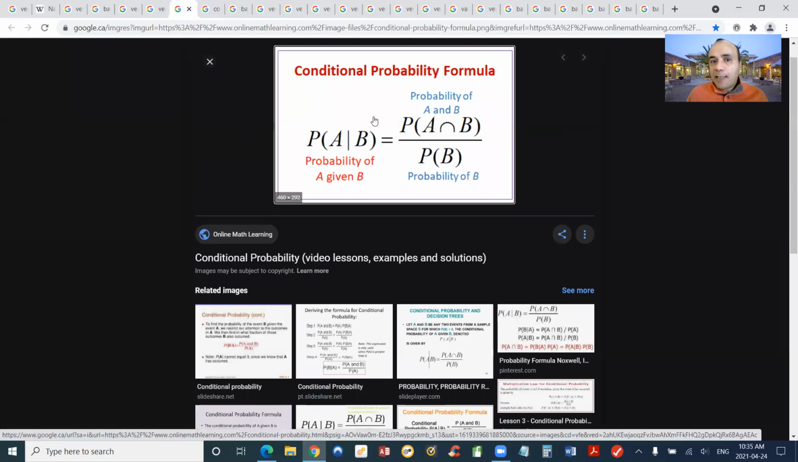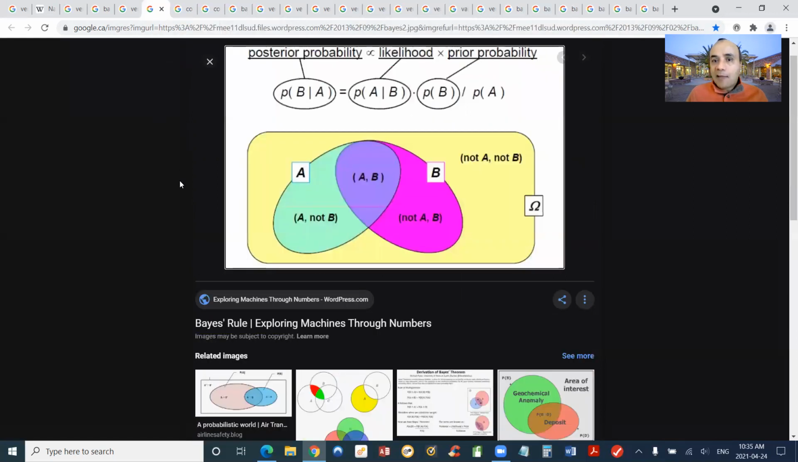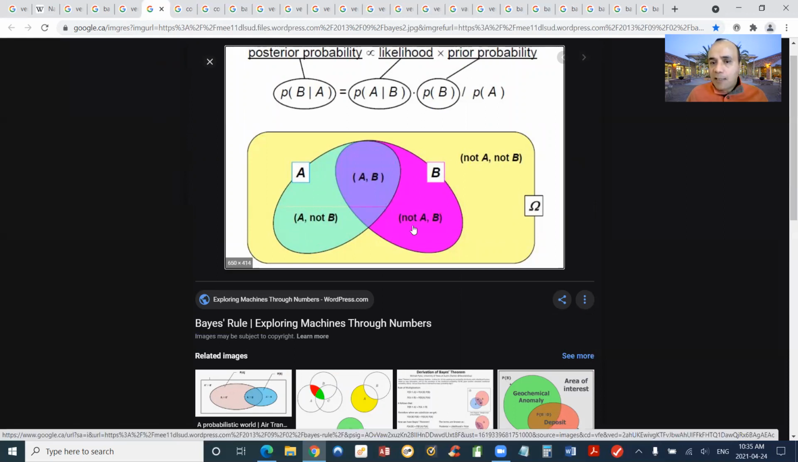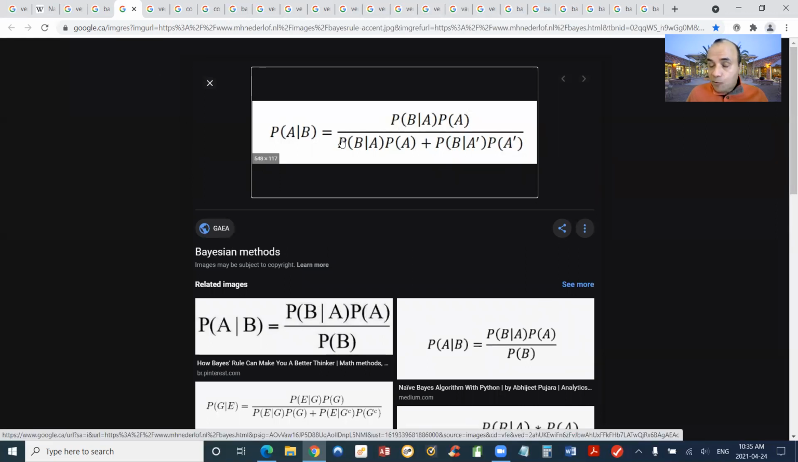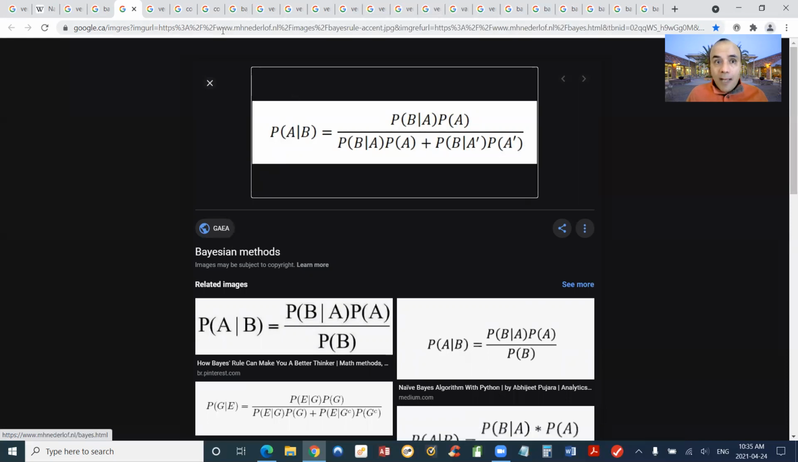And this is going to be, again, a conditional probability formula, and this is going to play a significant part in the Bayesian theorem. Once again, you can see A, not B, not A and B, and A and B, right? And then you can see that the formula is the same. Now, I want to alert you about this one. What happened to the denominator? What happened to the denominator?